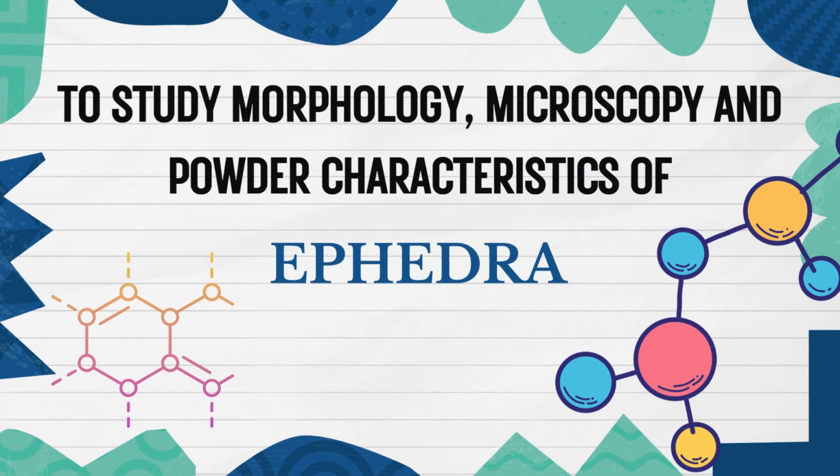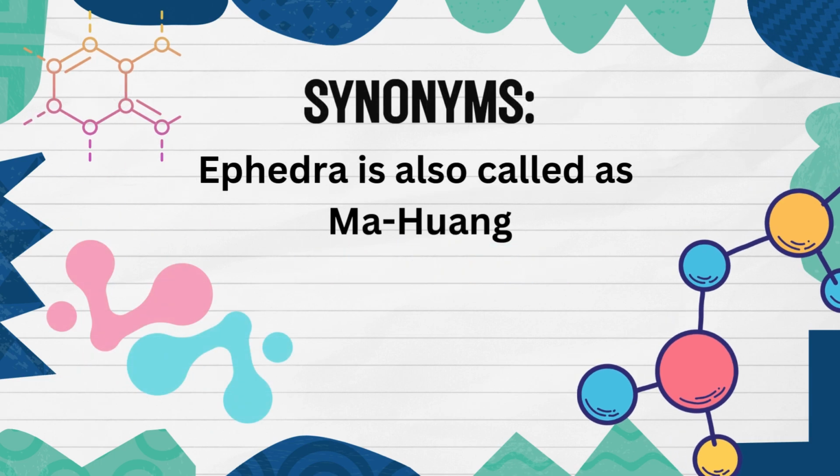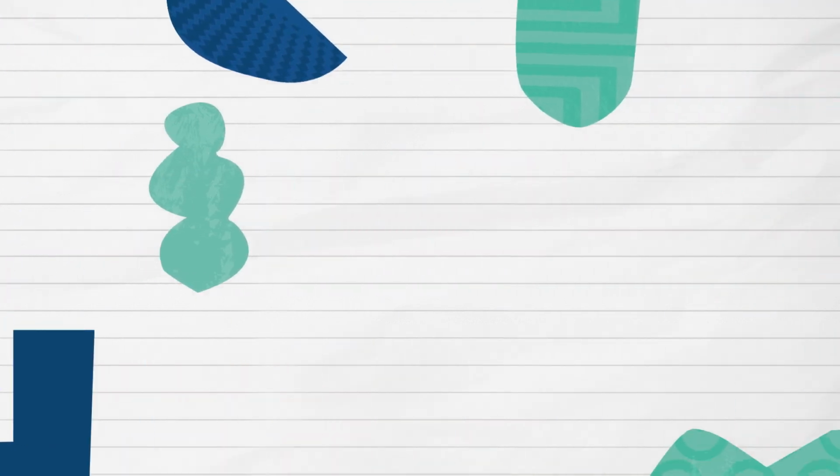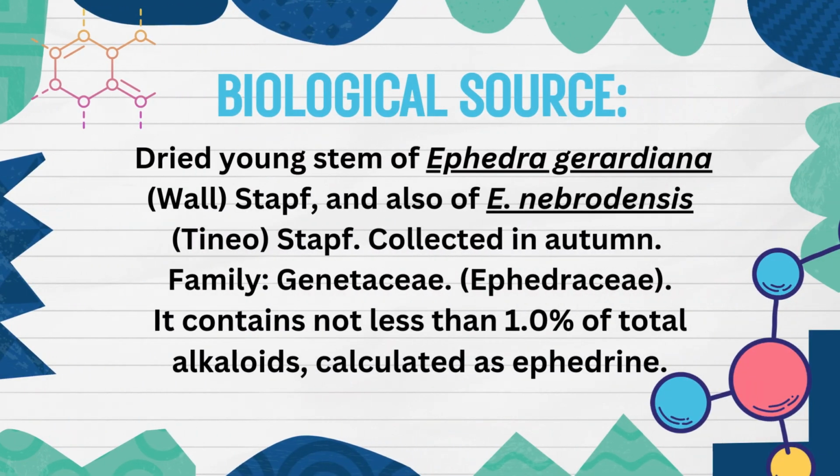To study morphology, microscopy and powder characteristics of ephedra. Synonyms: ephedra is also called as mahuang. Biological source of ephedra: dried young stem of Ephedra gerardiana Staph and also of Ephedra sinica Staph collected in autumn. Family: Gnetaceae, Ephedraceae. It contains not less than 1% of total alkaloids, calculated as ephedrine.